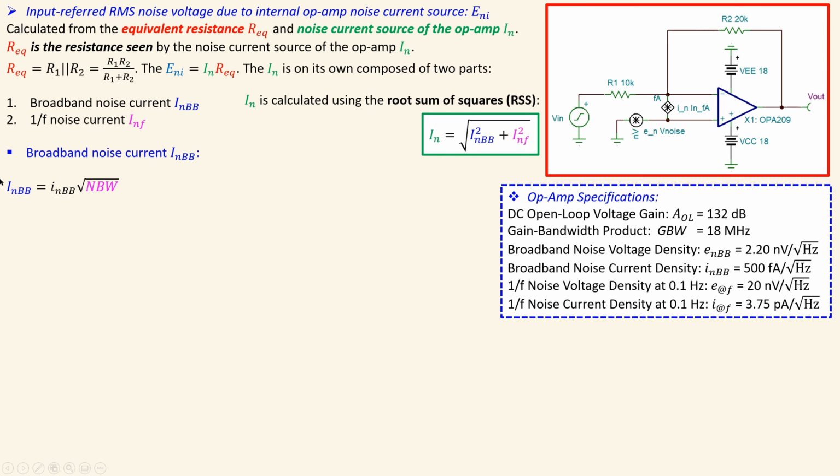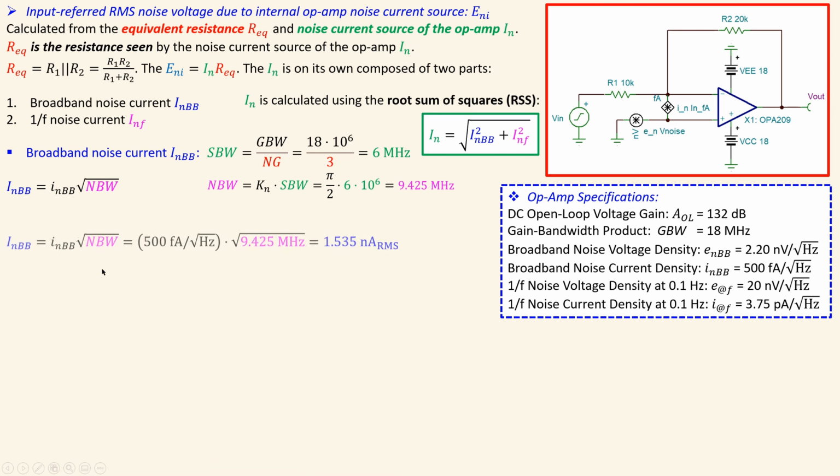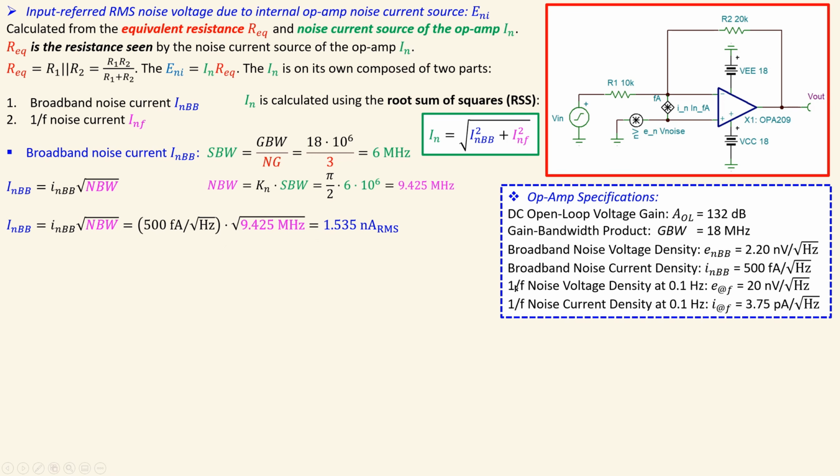The RMS noise current for the broadband part is the noise current density for the broadband part times the square root of the noise bandwidth. Now we know the signal bandwidth, again using the specifications from the op-amp, and also using the brick wall conversion factor multiplied by the signal bandwidth, we will have again that 9.425 megahertz. You substitute the values, you get this from the op-amp specification, which is 500 femto amps per root hertz or 0.5 pico amps per root hertz. You multiply it by the square root of the noise bandwidth, you will get 1.535 nano amps RMS. That is our broadband noise current.